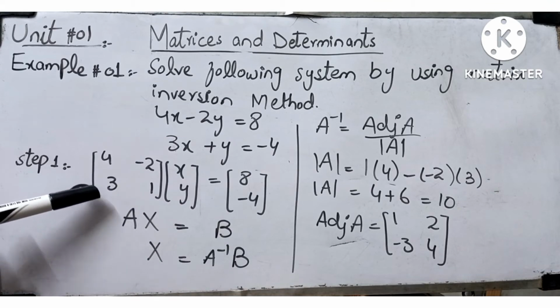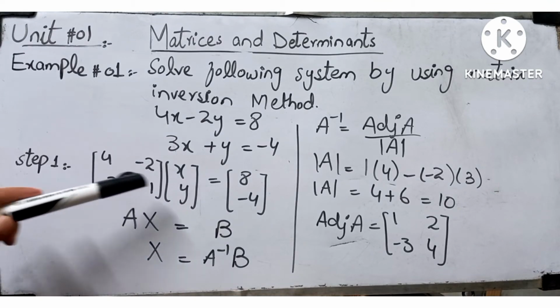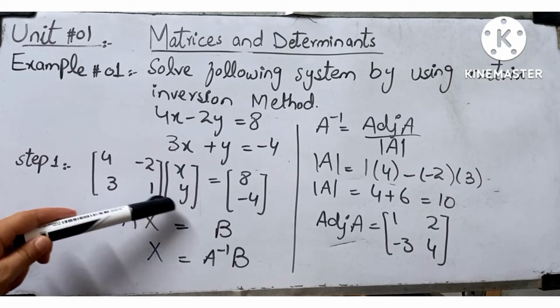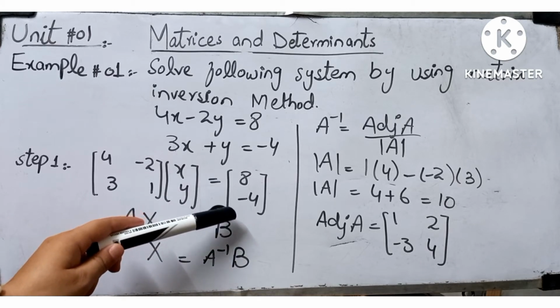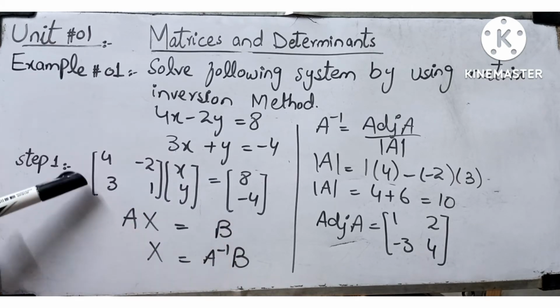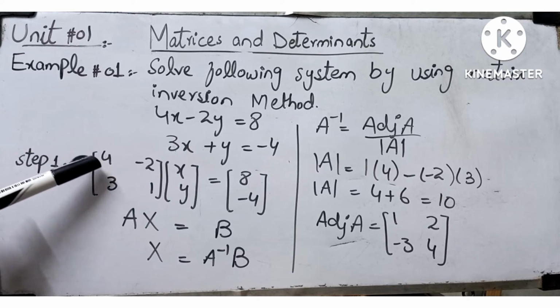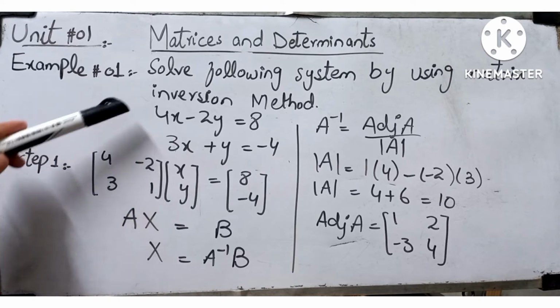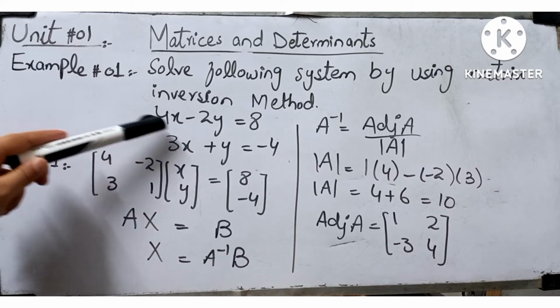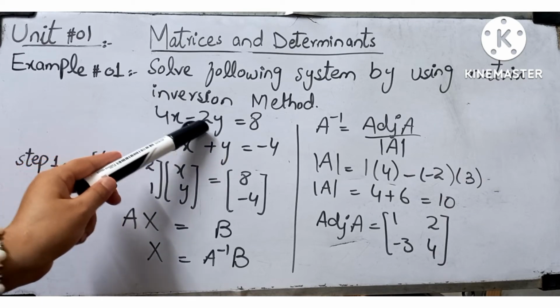The first matrix is the matrix of coefficients, the next matrix is the matrix of variables, and the last matrix is the matrix of constants. So the matrix of coefficients is 4, minus 2, 3 and 1. The coefficient of x is 4, the coefficient of y is minus 2.